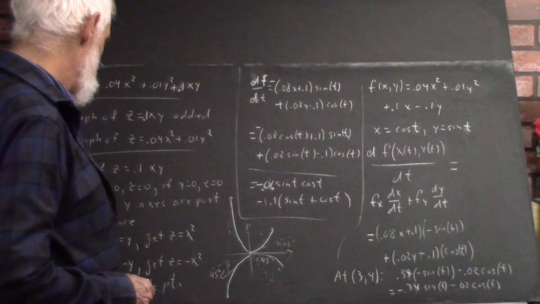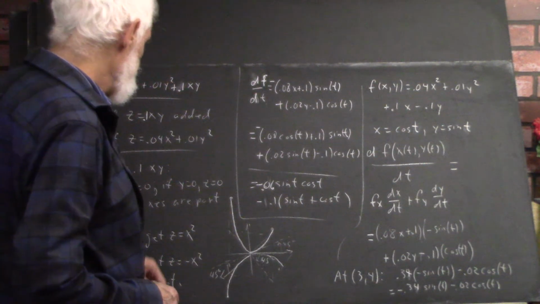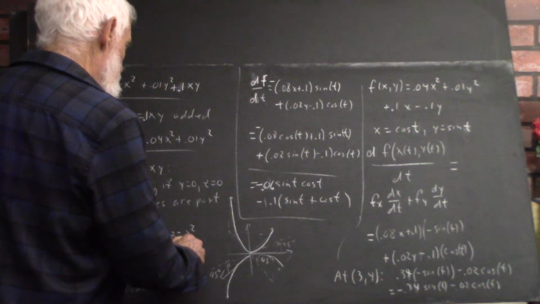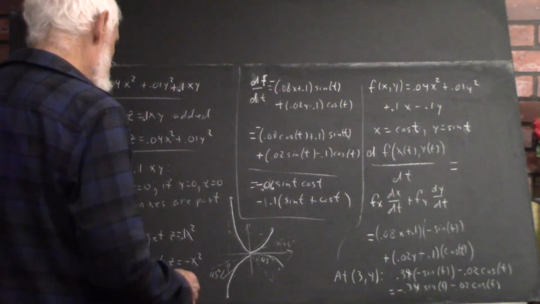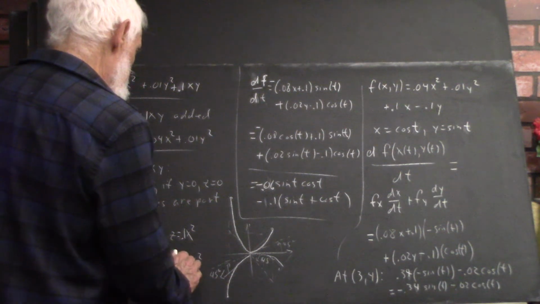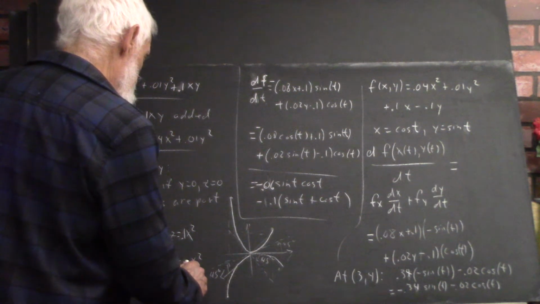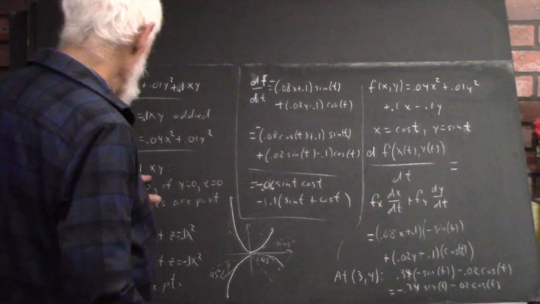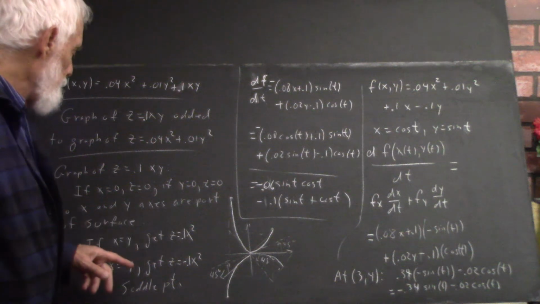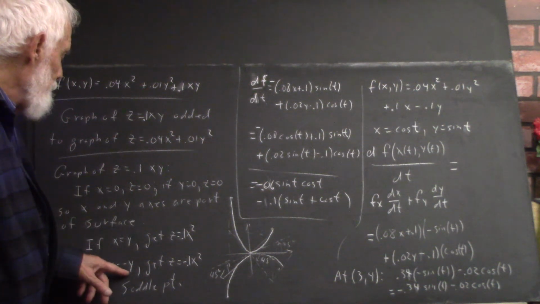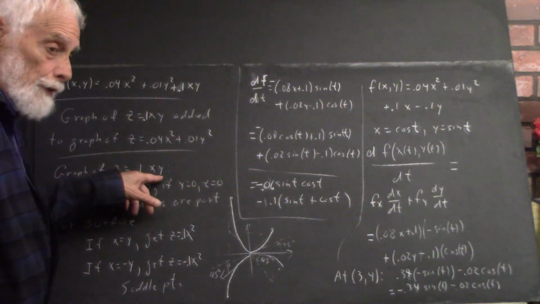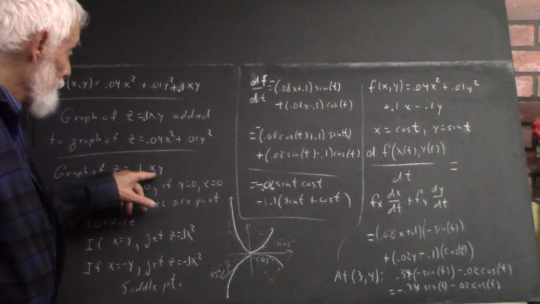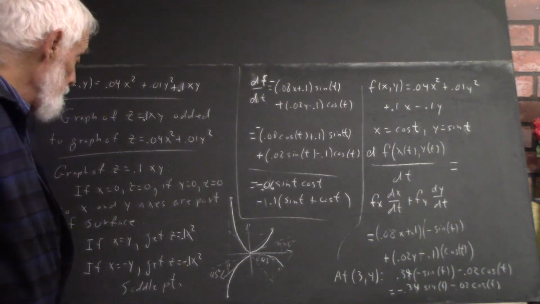Because, of course, I was a little careless when I wrote this. Z should be 0.1 x squared, and here it should be negative 0.1 x squared, because you have the 0.1 there. Again, if x equals negative y, then we substitute negative x for y, and we get 0.1 times x times negative x, negative 0.1 x squared.